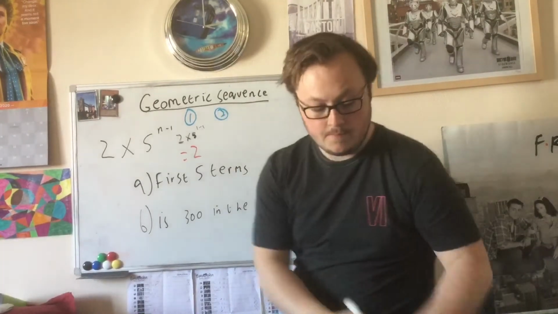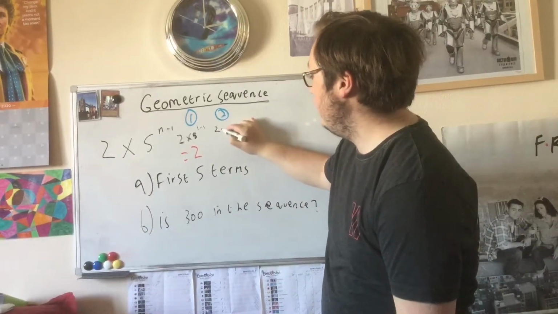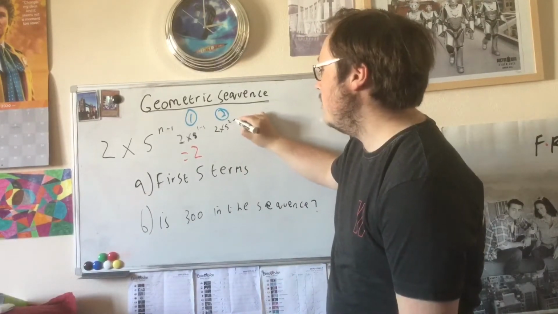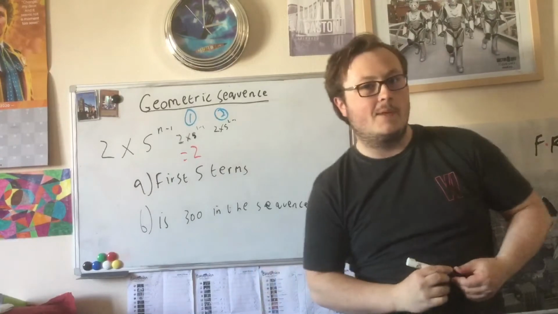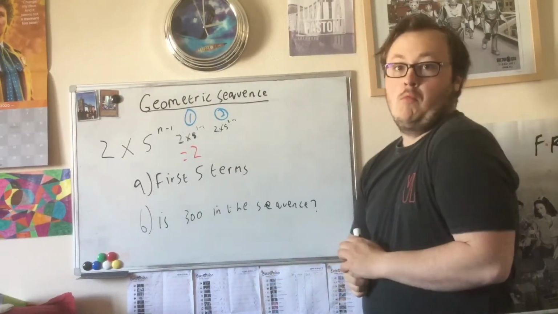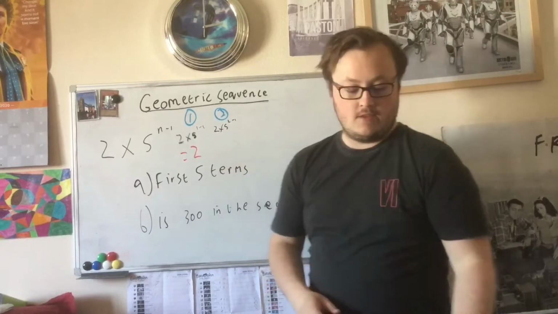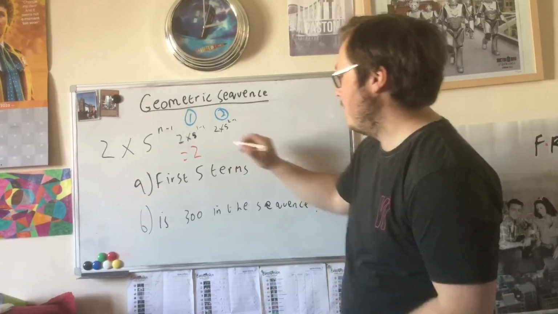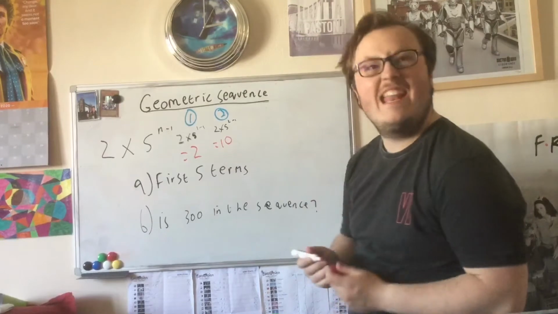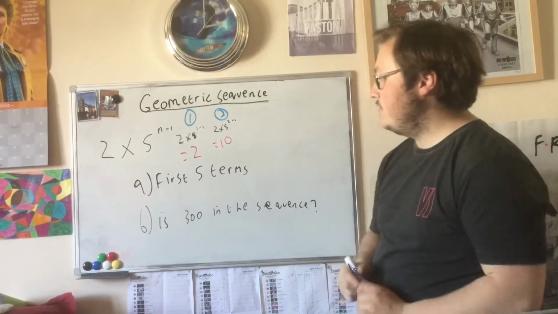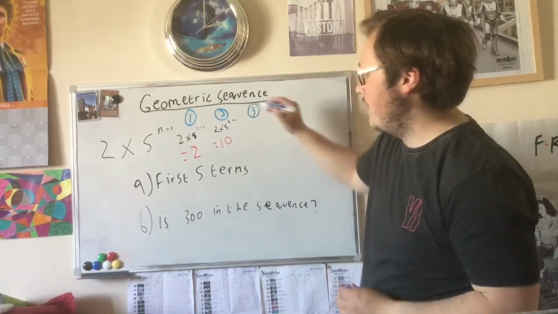You do 2 times 5 to the power of 2 minus 1. So, what will that be? Well, 2 minus 1 is 1. 5 to the power of 1 is 5. So 2 times 5 will be 10. Let's do the next one, term number 3.